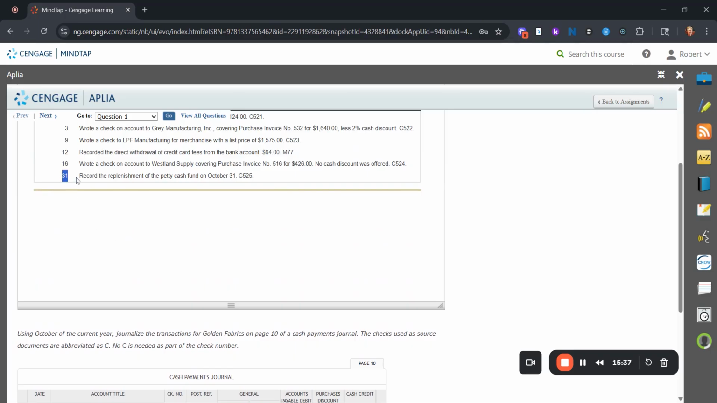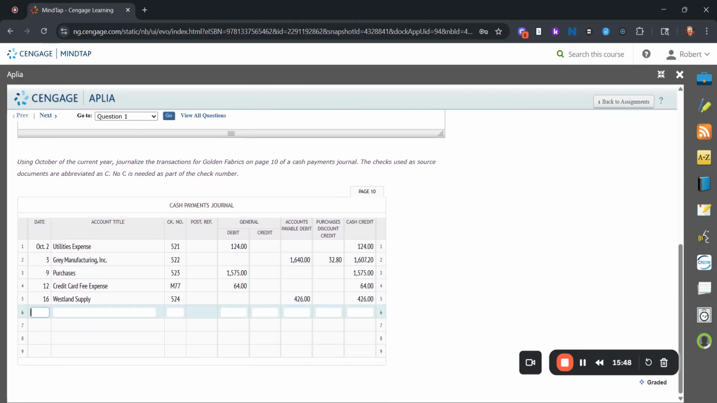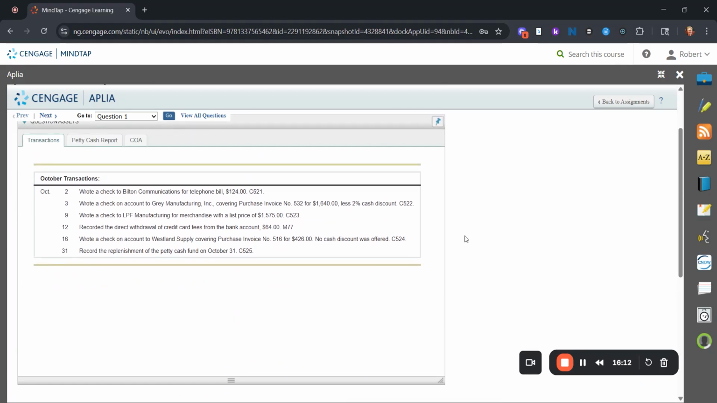Okay, so now we have our last one on the 31st. Recorded the replenishment of petty cash fund on October 31st, check 525. Put 31st here. Go ahead and put the check number, then we'll go to the petty cash report and get all the details off of that, because we don't have the amount yet either. Okay. So the 31st for the petty cash, and it's going to be check 525. So let's go check out our petty cash report.